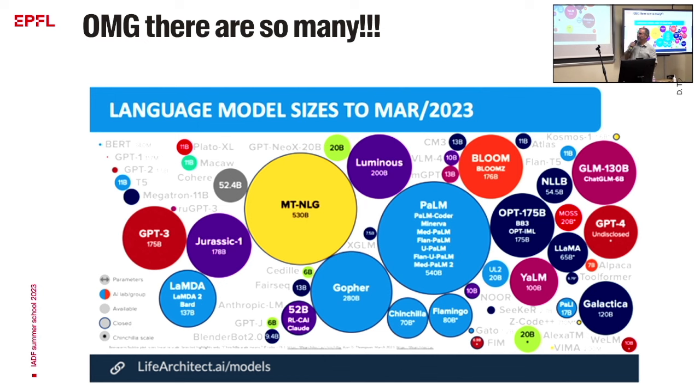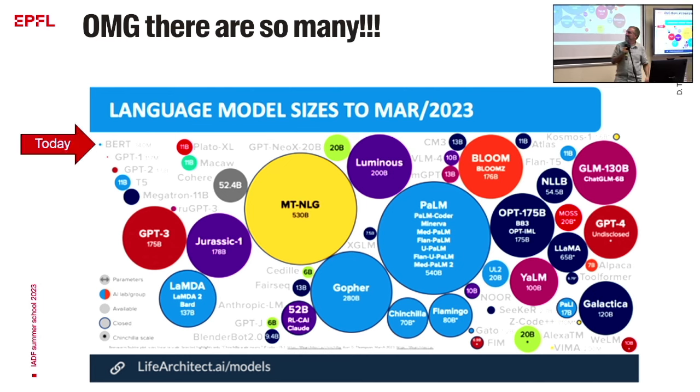So the size of the bubble is proportional to the number of parameters of the model. Jurassic, which Sylvia liked, has 178 billion parameters. Okay? And Galactica, where is Galactica? Here. 120 billion, so it's a small one. It's okay. Today we talk about BERT. For a number of reasons. Because it's simple to explain.